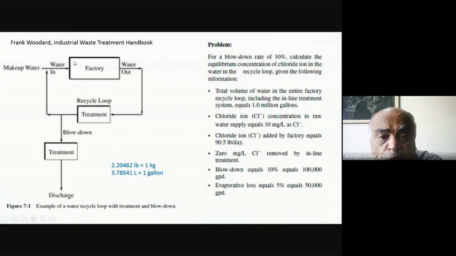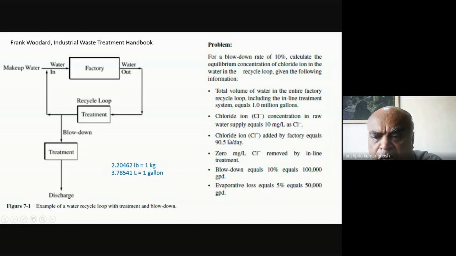And now what they're saying is that the makeup water which is added to the factory, from the municipality or whatever, the raw water, let's say it has got 10 milligram per liter of chloride. And in your factory, say you're carrying out some operations, which is contributing about 90.5 pounds per day. So I can convert it into kilogram from this.